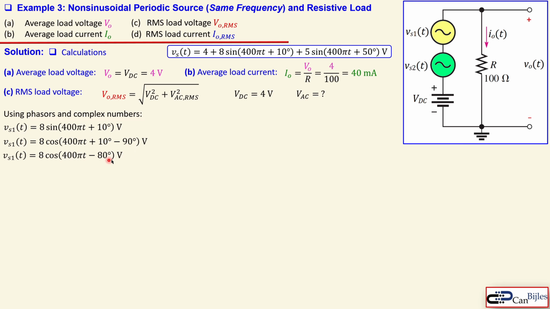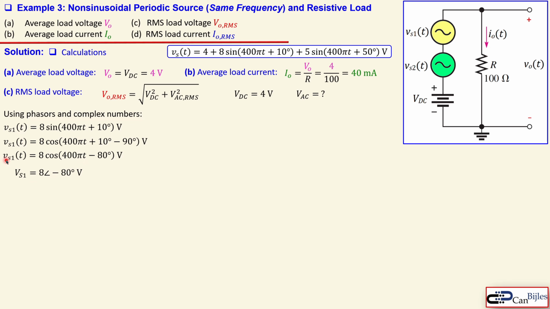And now if you convert this to the phasor notation, it's really straightforward. You take the amplitude and the phase, where the amplitude is 8 and the phase is minus 80 degrees, and then you of course place also the unit here, and you make the capital letter from the small letter here.